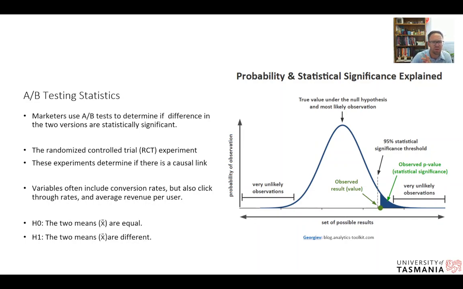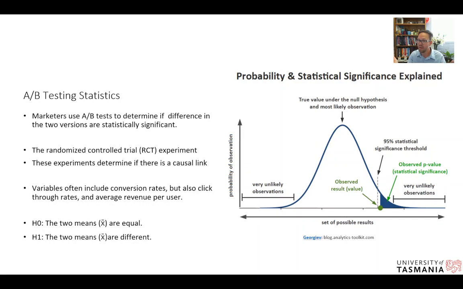Now, the randomized controlled trial experiments, RCTs, this is one of the most powerful ways of generating conclusive results. So these experiments determine if there's a causal link, if the revisions on page B are actually causing customers to spend more money.